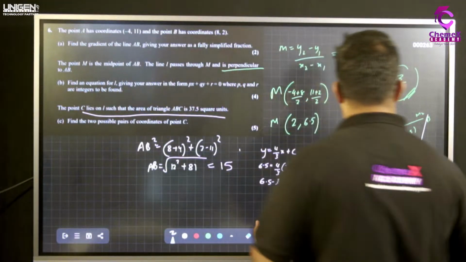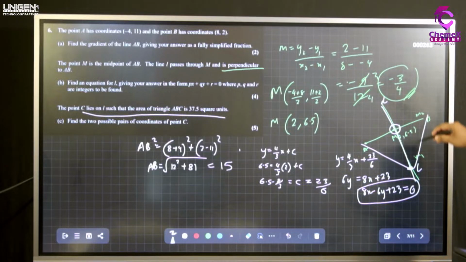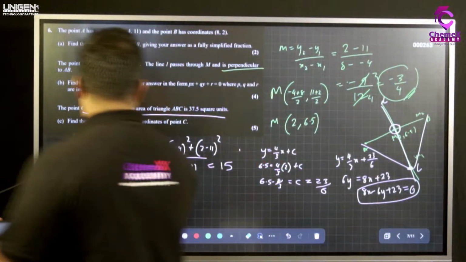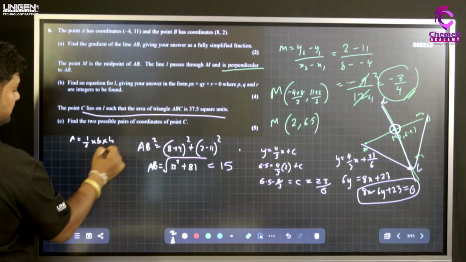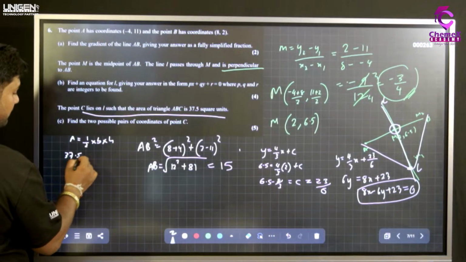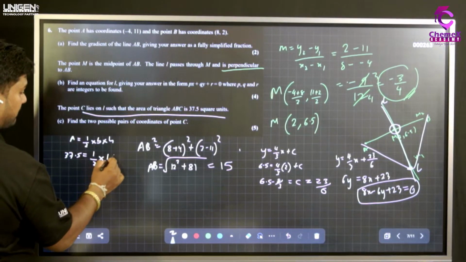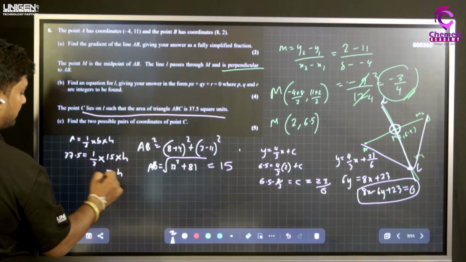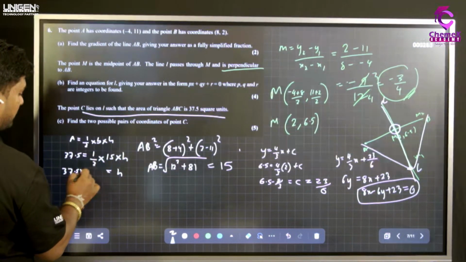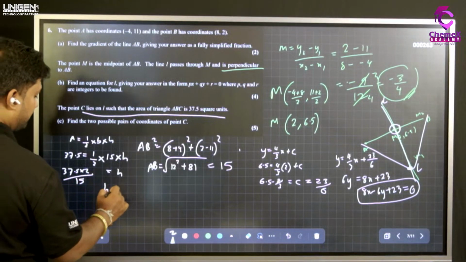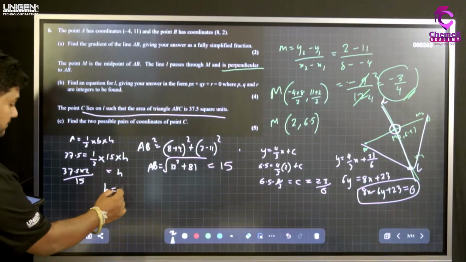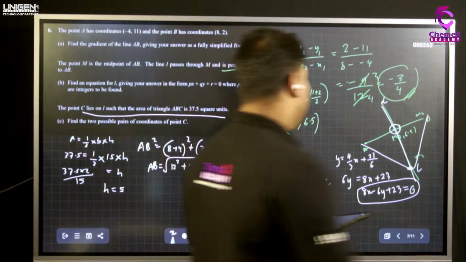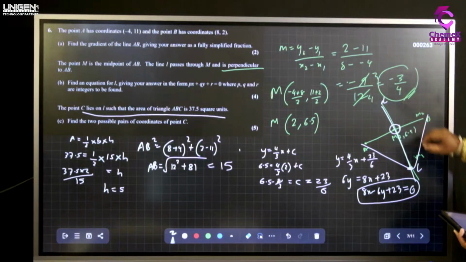So AB's distance is 15. So half into base into height, no? So you can then take what? Area is equal to half into base into height. So area is 37.5 equals half into base, 15, into height. So what can H be? 37.5 into 2 divided by 15. H can be 5. Okay. Now it can have distance 5.